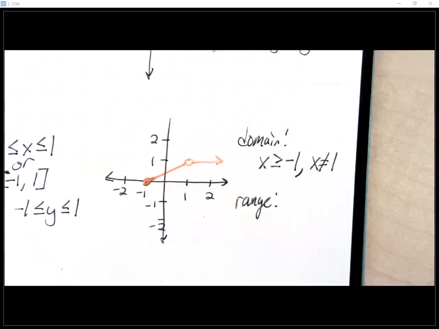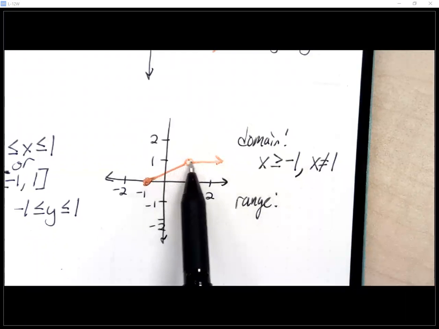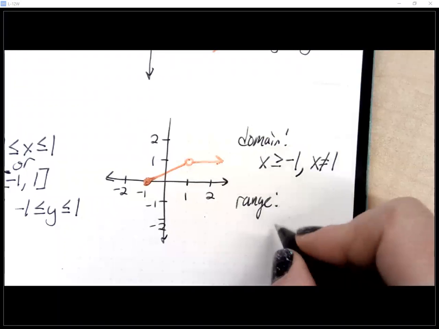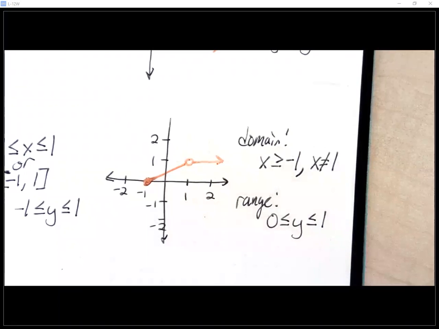Well, let me ask you this. I do have a y value of 0, right? I have a y value of all of these decimals until I get up to +1. I know there's a hole right there, but don't I have other y values at +1? So believe it or not, the range for this is going to look like this: y is greater than or equal to 0 and less than or equal to +1. And I don't have to skip over +1.